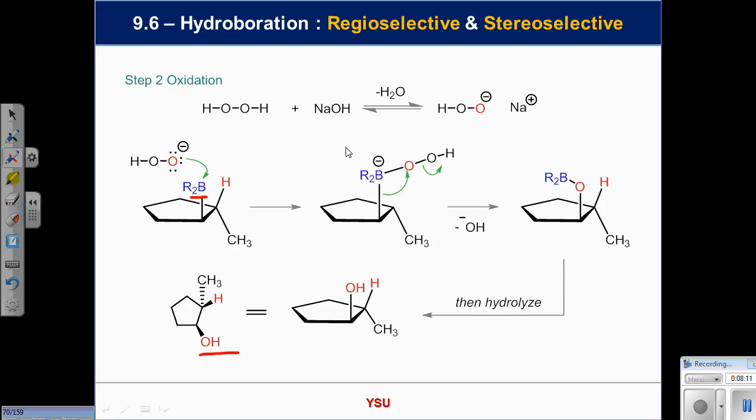So what's understood to happen here is hydrogen peroxide. Where have you seen hydrogen peroxide before? What do we use that for? It's in the addition of HBr.